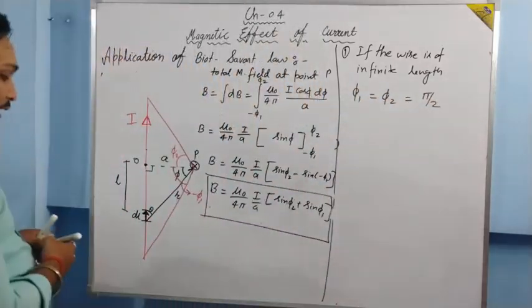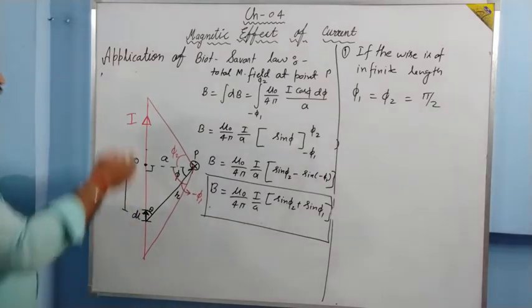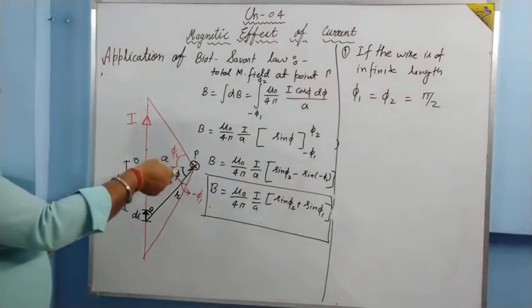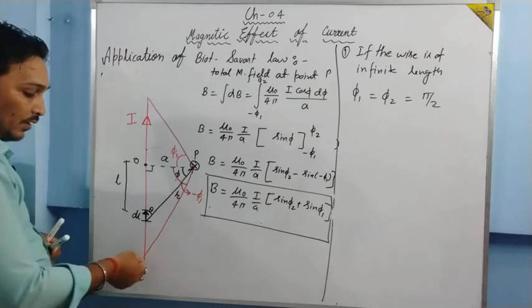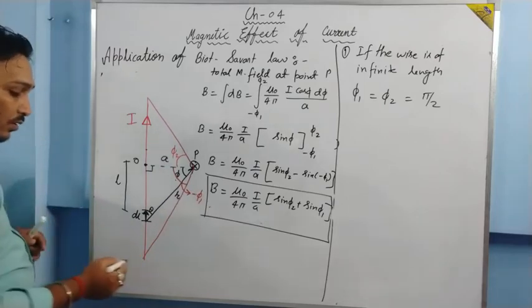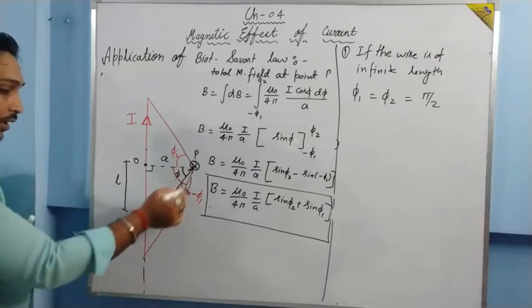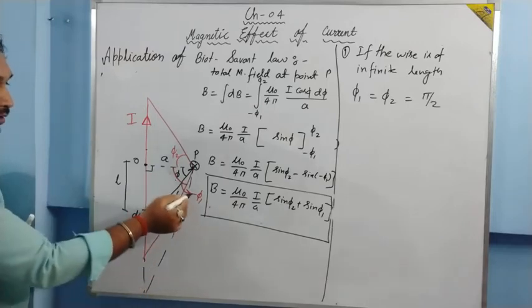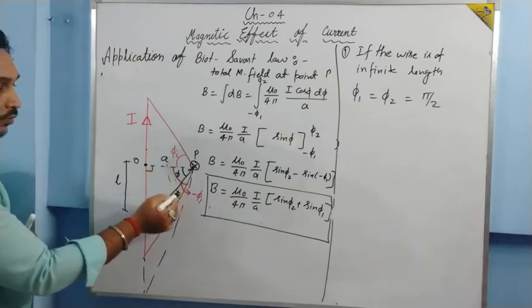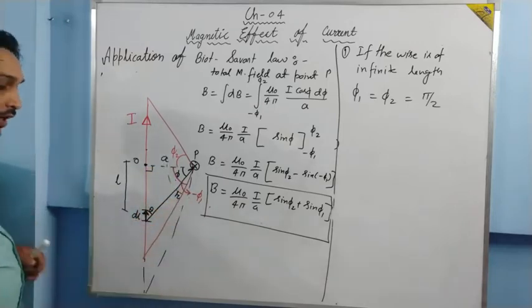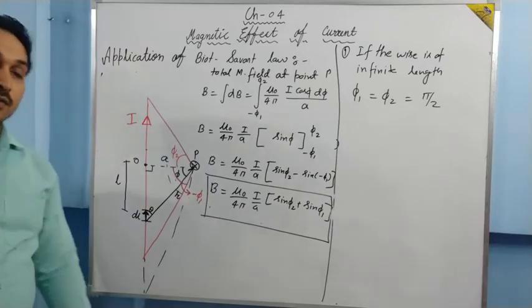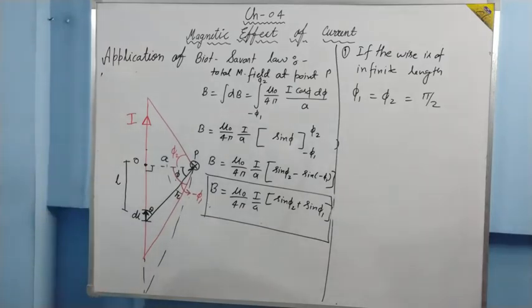Okay, if the wire goes to infinity from this side also, this angle keeps on increasing. When this end of the wire goes down, then the angle is increasing. Earlier phi 2 was like this, now it is increased. When this wire goes to infinity, then what will happen? Angle becomes pi by 2.